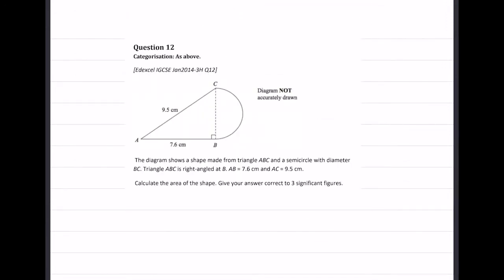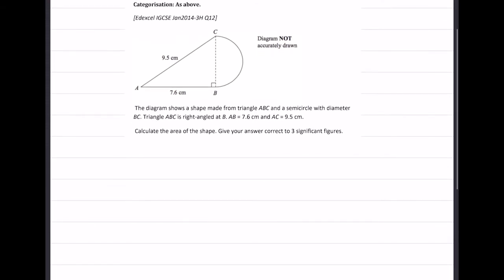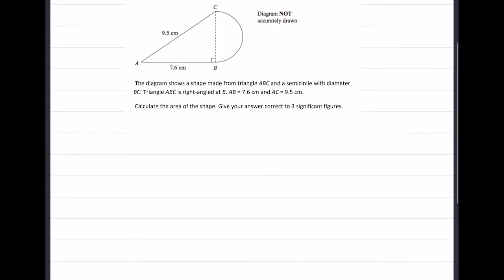Alright, for the next question, we have the diagram shows a shape made from triangle ABC and a semicircle with diameter BC. So I have a diameter BC. Don't forget, it's a semicircle, so that means it's half of a circle. Triangle ABC is right angled at B. AB equals 7.6 centimeters and AC equals 9.5 centimeters. Calculate the area of the shape. Give your answer correct to three significant figures.